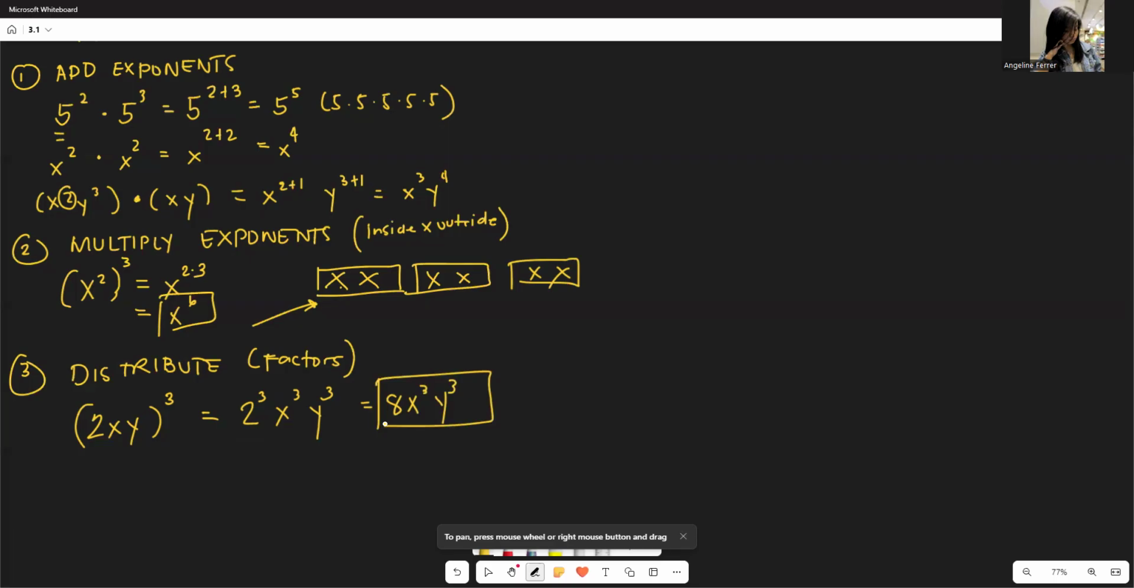But what if there are also exponents inside? So let's say 2x squared y cubed raised to 3. Then you just distribute it as well. So 2 cubed, x squared to the 3, y cubed to the 3. And then just multiply following the second rule, which is multiplying the exponents. So 8, 2 times 3, that's going to be 6. And 3 times 3, that's going to be 9.